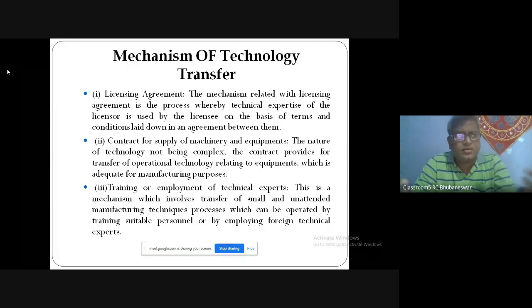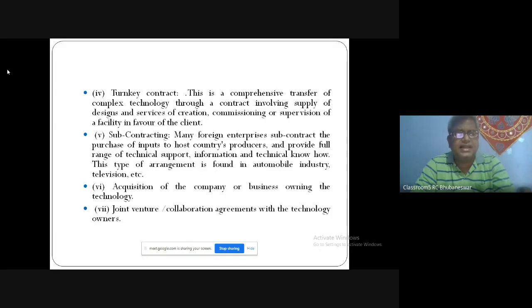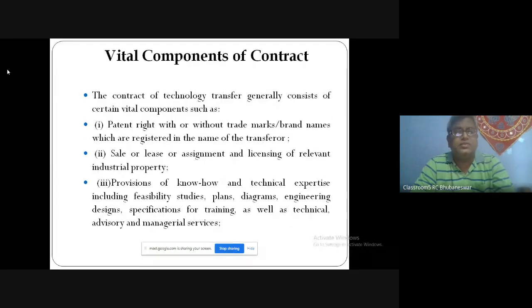Through technology transfer, there are different mechanisms. There is a licensing system. There is a contract for machines and supply of equipment. There is training of employees and technical experts. Or turnkey contracts, meaning comprehensive, bigger-size design and service under supervision facilities. There is a subcontracting system, acquisition, and joint venture. A joint venture can come through a collaboration agreement or through acquisition in a country. This is the way a particular type of technology is an enabler for the upliftment of a particular society.